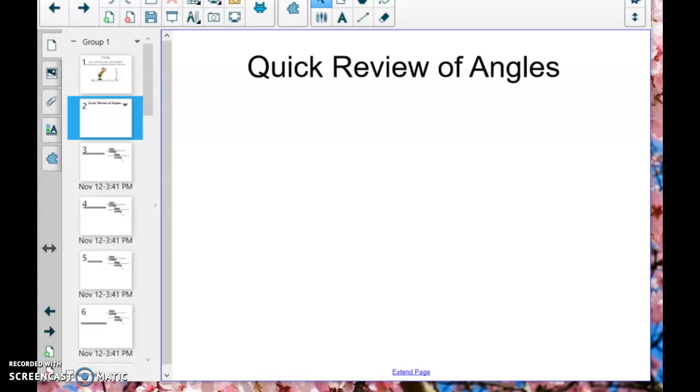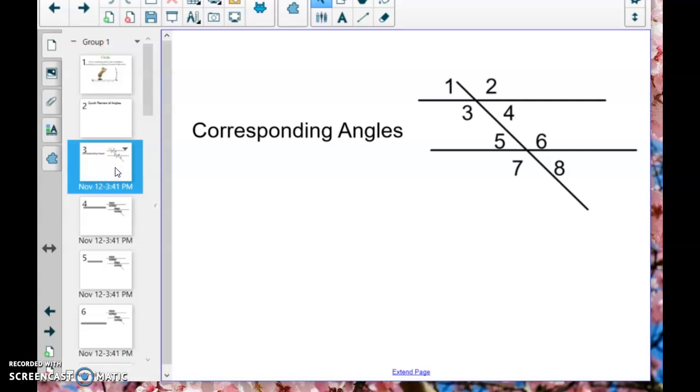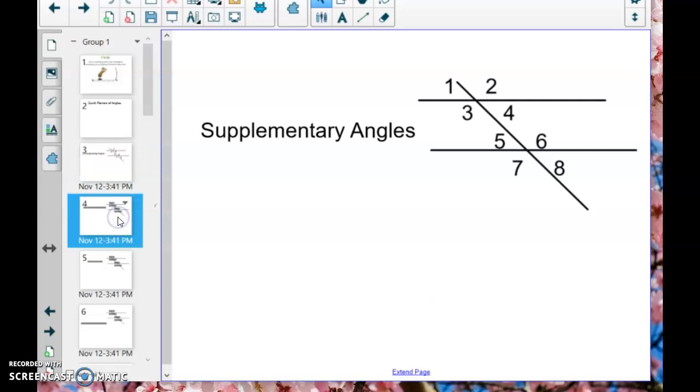Real quickly, I want to review some important angles that we talked about Wednesday in class when we had parallel lines cut by a transversal. If I'm looking for corresponding angles, remember those would be angles that are in the exact same position on different parts of the parallel lines cut by the transversal. So angle 1 and angle 5 would be corresponding. See how they're in the same position? 3 and 7, 2 and 6, and then 4 and 8 would be all examples of corresponding angles.